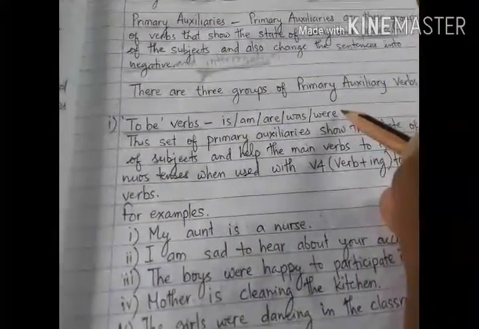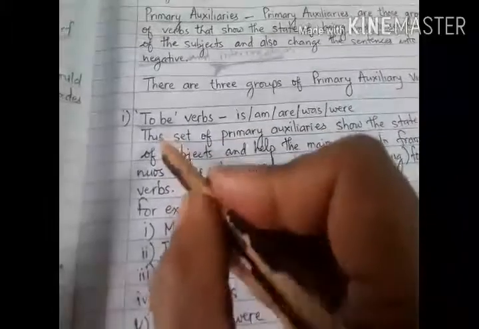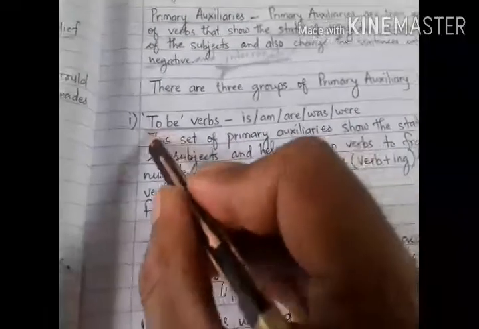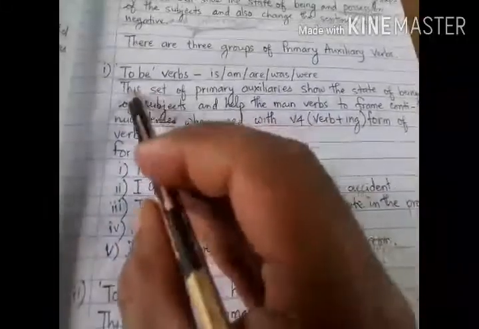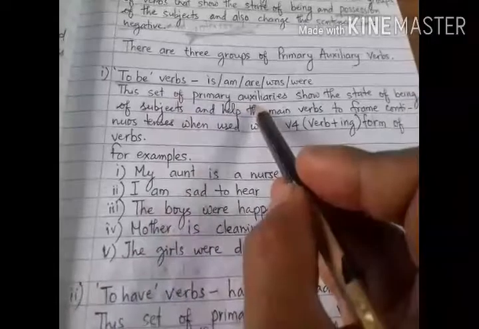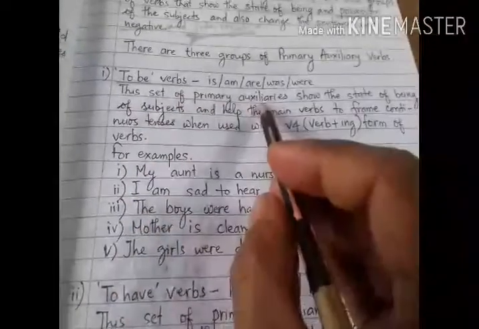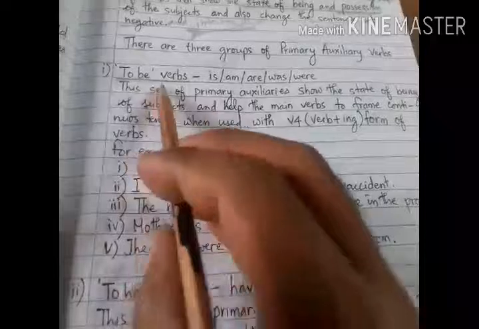These are the group of to be verbs. So what is the main function of to be verbs? What are the main functions of to be verbs? This set of primary auxiliaries, meaning these to be verbs.